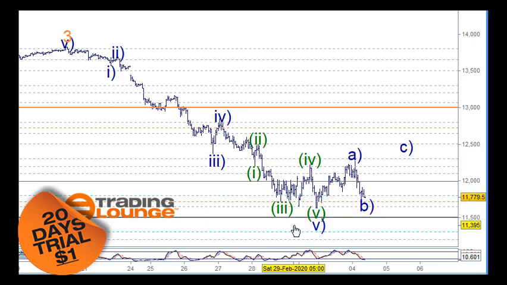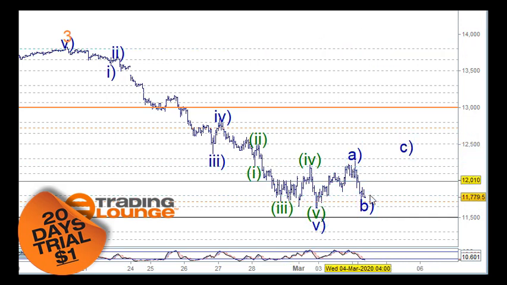So the FTSE could be counted a little bit differently. But in this case here would be the same as the S&P, where we're looking for an impulse wave to the upside here, wave B to come in, and then wave C here. Technically we're looking for a 61.8% from the high to the low here, but also equality as well, so equality between wave A and wave C here.